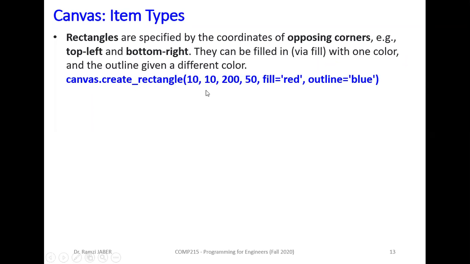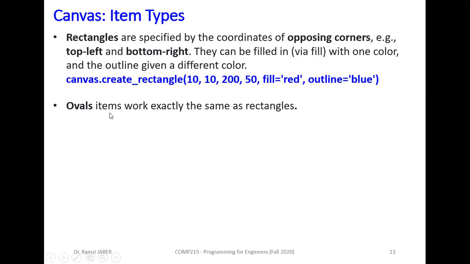canvas.create_rectangle. The first point will be the top left. The second point will be the bottom right. Here we take the two opposite points as a diagonal. Fill equal red and outline equal blue. So we'll fill it inside with red and the outline will be blue. This is a rectangle. We'll see it in the example.